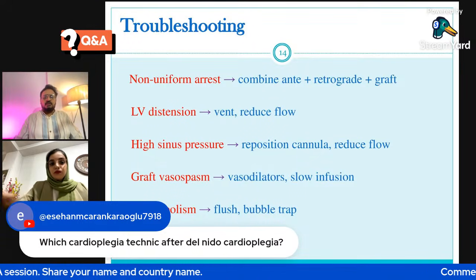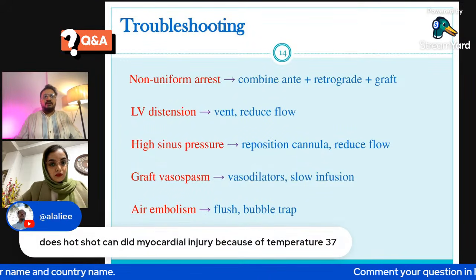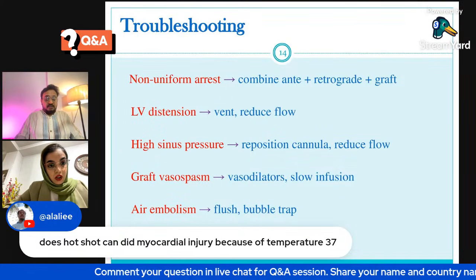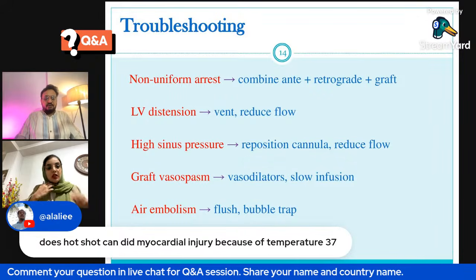Okay. So we'll go to the next question. We have one more question. Can hot shot cause myocardial injury because of temperature 37?